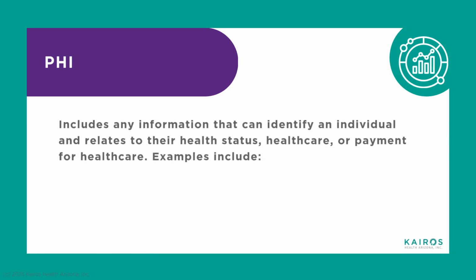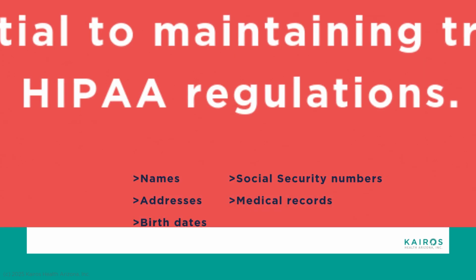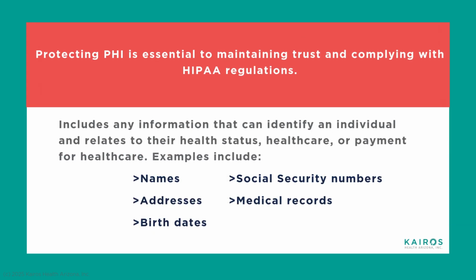PHI includes any information that can identify an individual and relates to their health status, healthcare, or payment for healthcare. Examples include names, addresses, birth dates, social security numbers, and medical records. Protecting PHI is essential to maintaining trust and complying with HIPAA regulations.